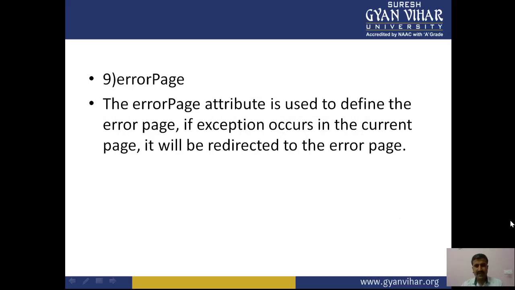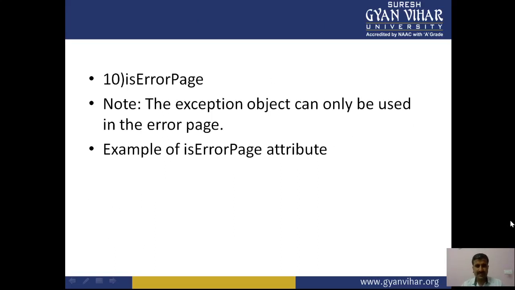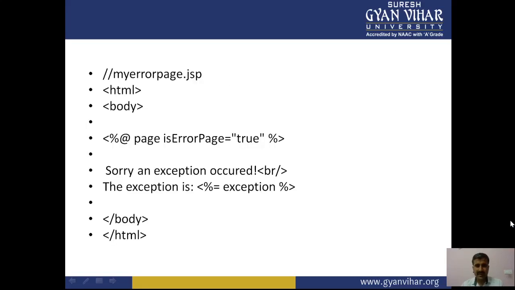Error page. The errorPage attribute is used to define the error page. If an exception occurs in the current page, it will redirect to the error page, like that. errorPage="error.jsp" is the error page. The exception object can only be used in the error page. An example of an error page is like that.